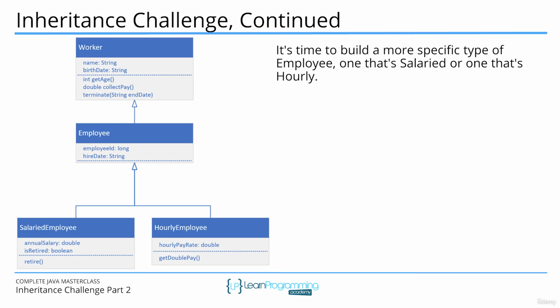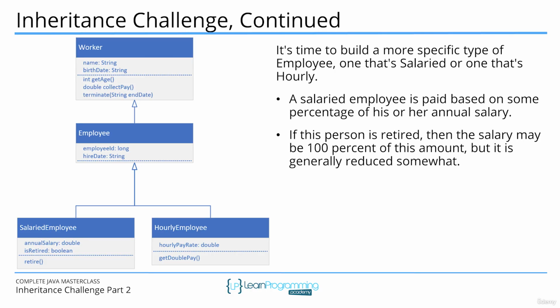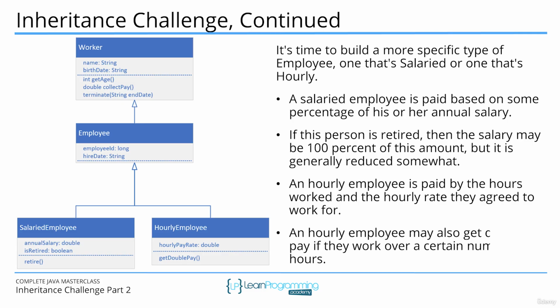It's time to build a more specific type of employee, one that's salaried or one that's hourly. A salaried employee is paid based on some percentage of his or her annual salary. If this person is retired, then the salary may be 100% of this amount, but it is generally reduced somewhat. An hourly employee is paid by the hours worked and the hourly rate they agreed to work for. An hourly employee may also get double pay if they work over a certain number of hours.